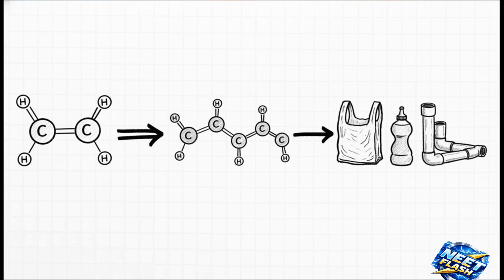Think about polymerization. That sounds complicated, but it's really just that simple addition reaction we talked about with alkenes, just done over and over and over again. You link up tons of simple little ethene molecules, and what do you get? Polythene. Yeah, the plastic that's used to make bags, bottles, toys, you name it. It all comes from these basic reactions.